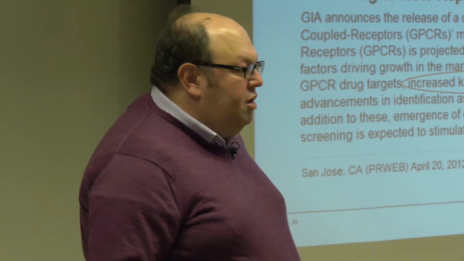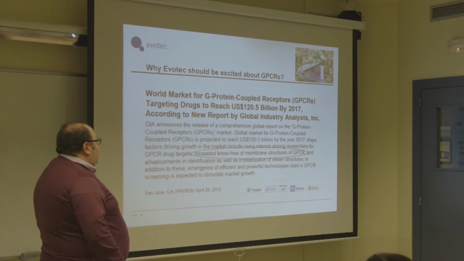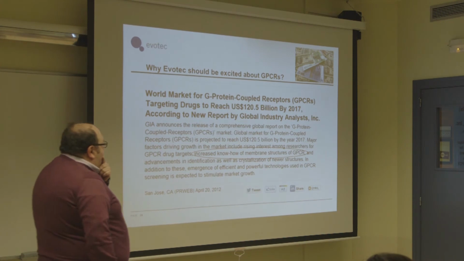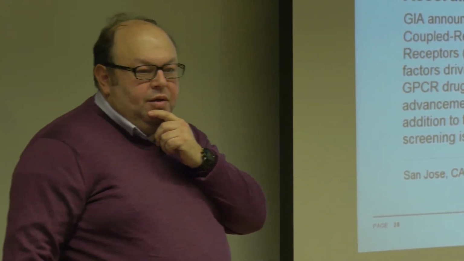Well, it's no big secret that pharmaceutical companies are not only about saving human lives, they also care about finance. This was a somewhat old prediction that by 2017 the GPCR drug market would reach $120.5 billion. This didn't happen, but I think the result was 116. So there's a huge amount of money there, and everyone cares about GPCRs, which is wonderful.